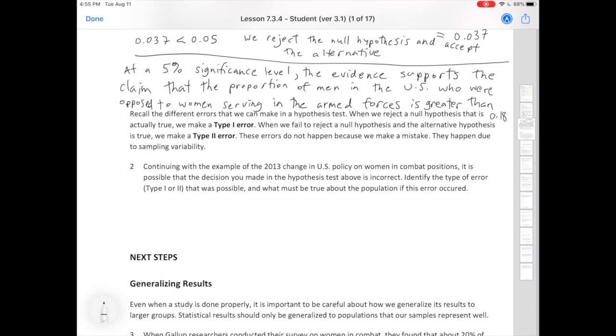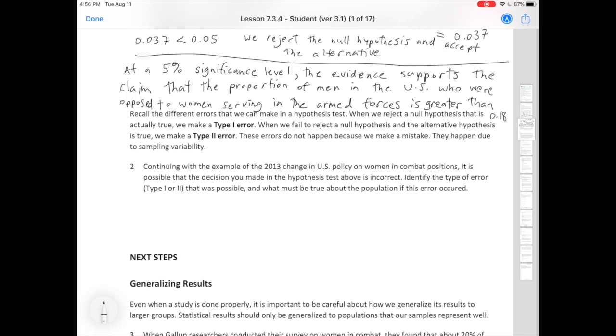Recall the different errors that we can make in a hypothesis test. When we reject a null hypothesis that is actually true, we make a type 1 error. When we fail to reject a null hypothesis and the alternative hypothesis is true, we make a type 2 error. These errors do not happen because we make a mistake. They happen due to sampling variability, right? This means that you get a sample and you got unlucky with your sample. It contains a misrepresentative amount of successes that does not represent the true amount.